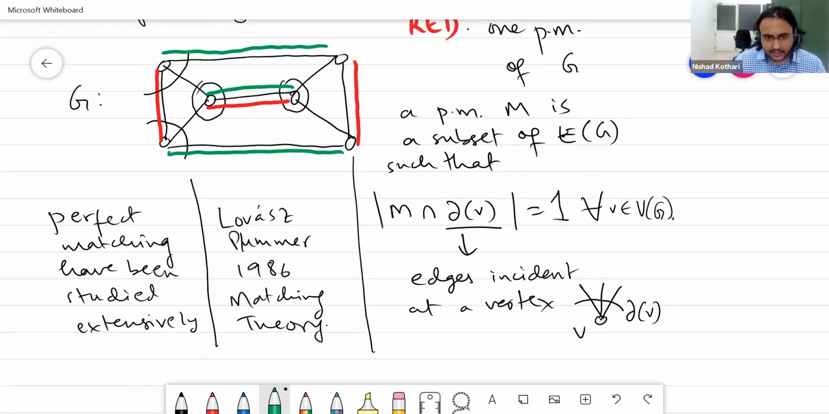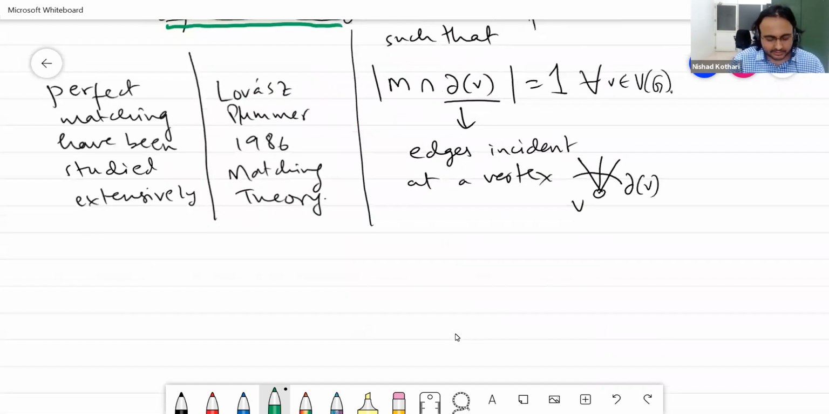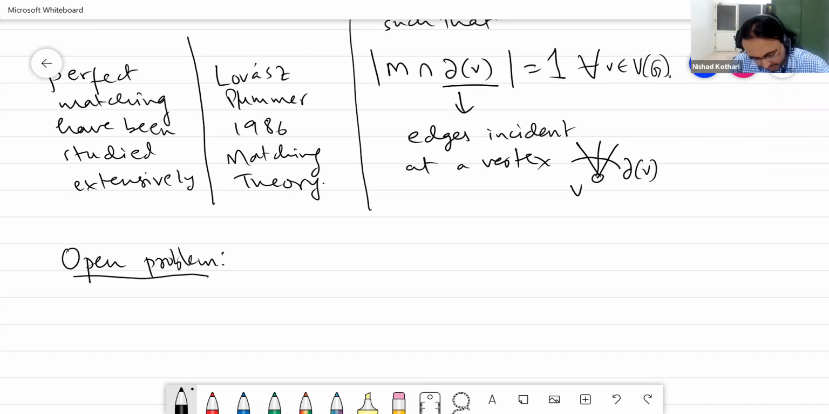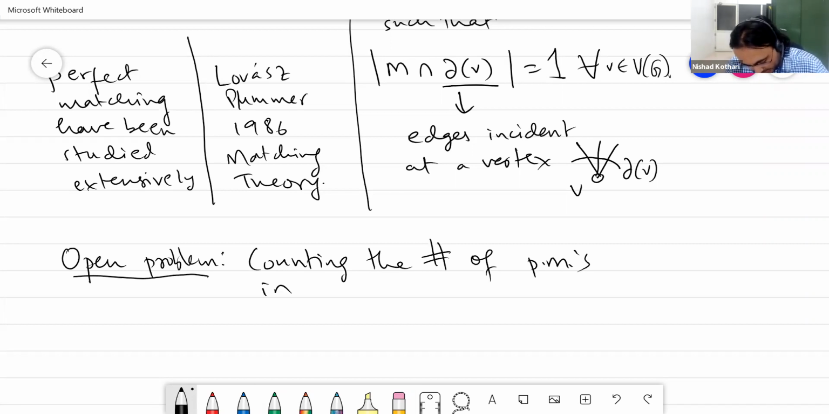And one of the very interesting questions that we don't have any very clear answers on is counting the number of perfect matchings of a graph. So there are many problems that are open in matching theory. One particular question that is open that I will just mention briefly is, I will just say vaguely, counting the number of perfect matchings in any graph. So what do I mean by this being an open problem?